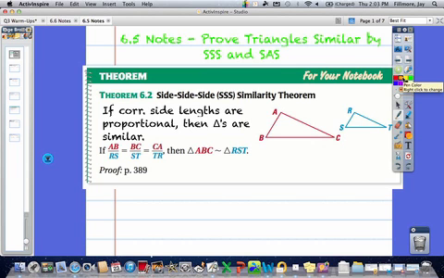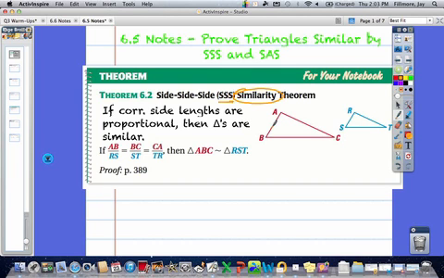First, we're going to talk about SSS, the SSS similarity theorem. Since it is a theorem, there is a proof. It's on page 389 of your textbook. It states that if corresponding side lengths are all proportional, then the triangles are similar. Because remember, with congruent triangle SSS, we talked about all sides being congruent. But since we're talking about similarity, all the sides should be proportional.